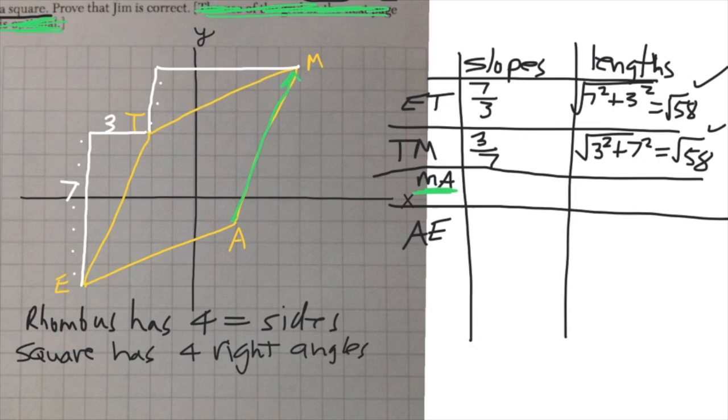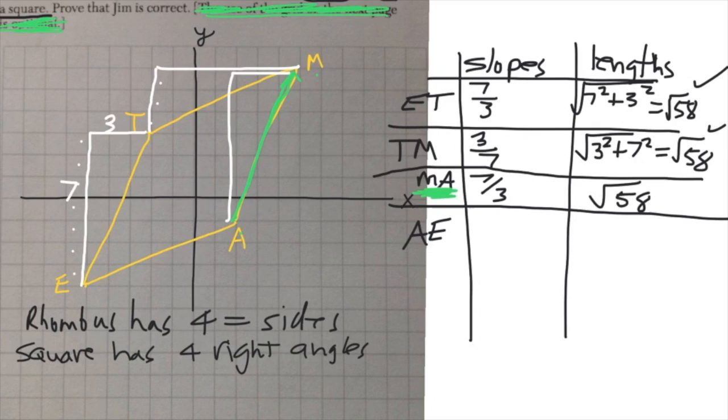So that's actually going up. Even though I'm calling it MA, I'm going from A to M because A is on the left-hand side and M is on the right. That slope is going up 7 over 3. And once again, we're going to get radical 58 for the length.